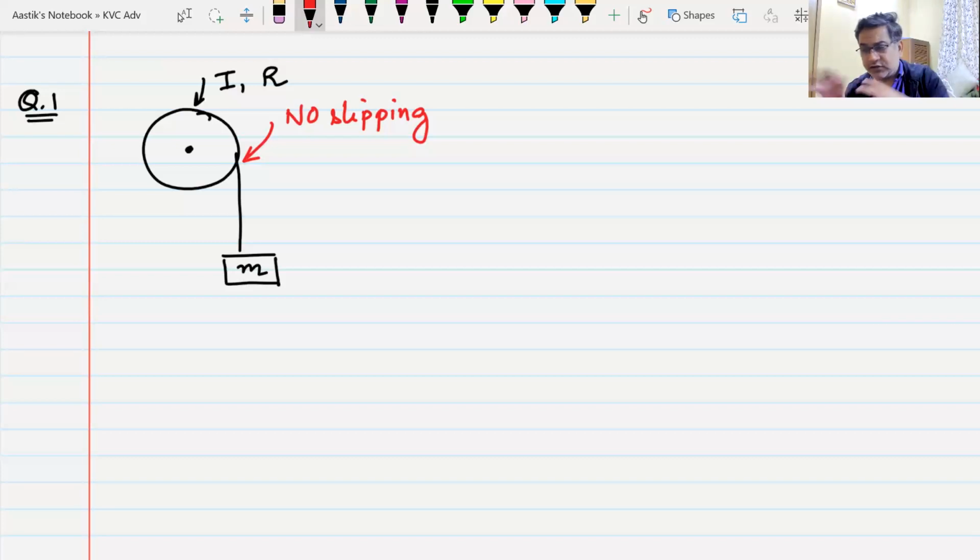This is not a question of physics. This is a question of common sense. There is a disk. There is a rope. There is a pulley, let us say, not a disk. You have rope wound along this pulley, and the other end of the rope is attached to this mass. This pulley can rotate about this axis O, and I leave this pulley. What will happen? There is no physics involved. This is common sense. Don't worry.